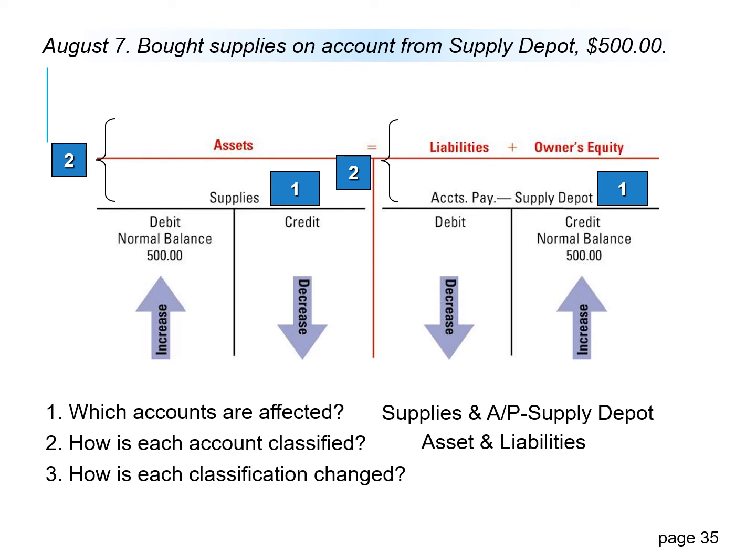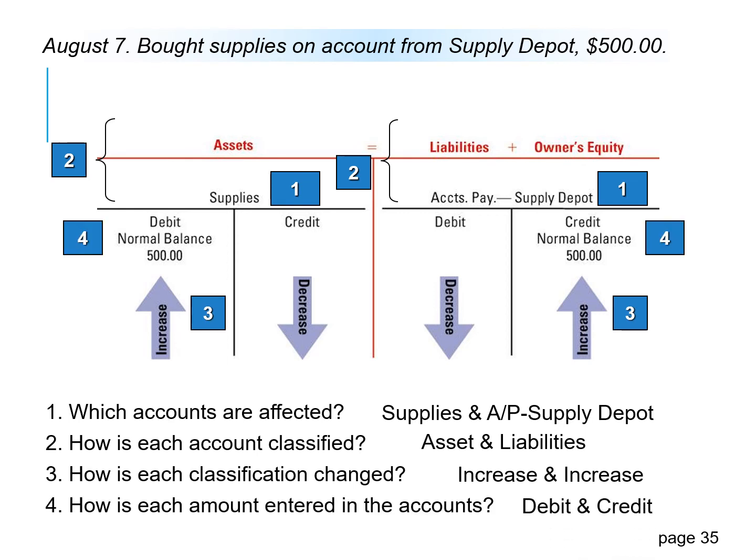How is each classification changed? Since we have more supplies, our supplies account will increase. Since we incurred more debt, our liability account will increase. So we will have two increases. How is each amount entered in the accounts? We know that to increase an asset, we will use the debit side. To increase accounts payable, we will use the credit side.